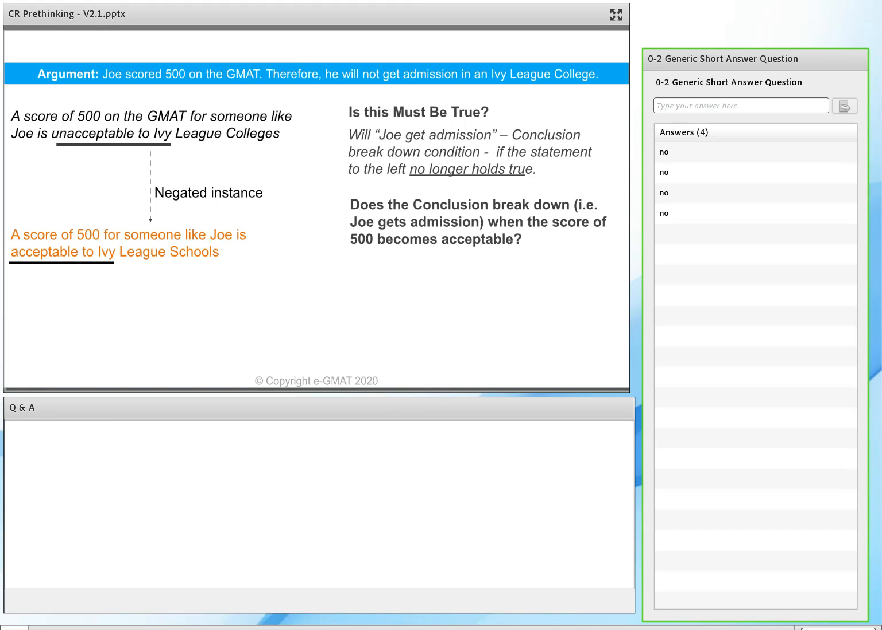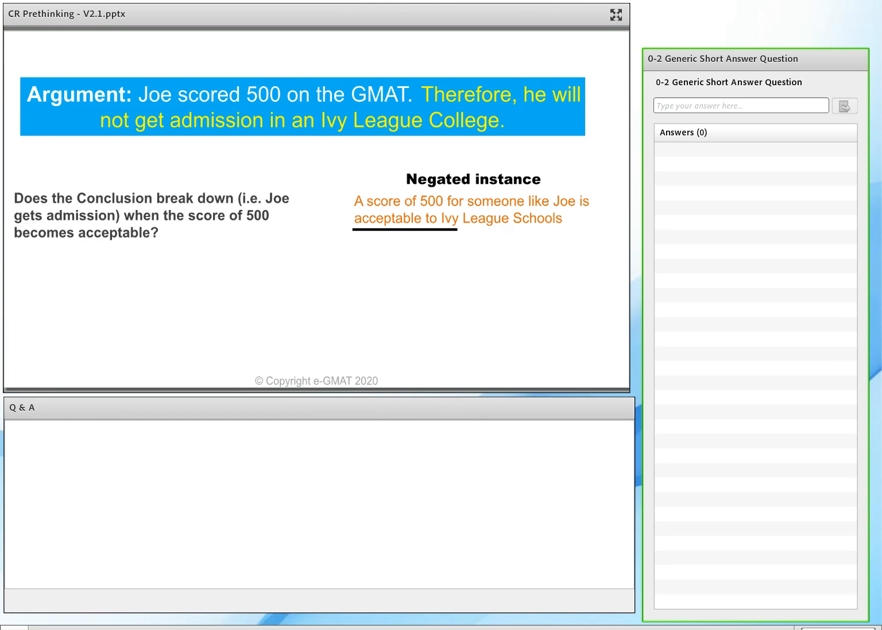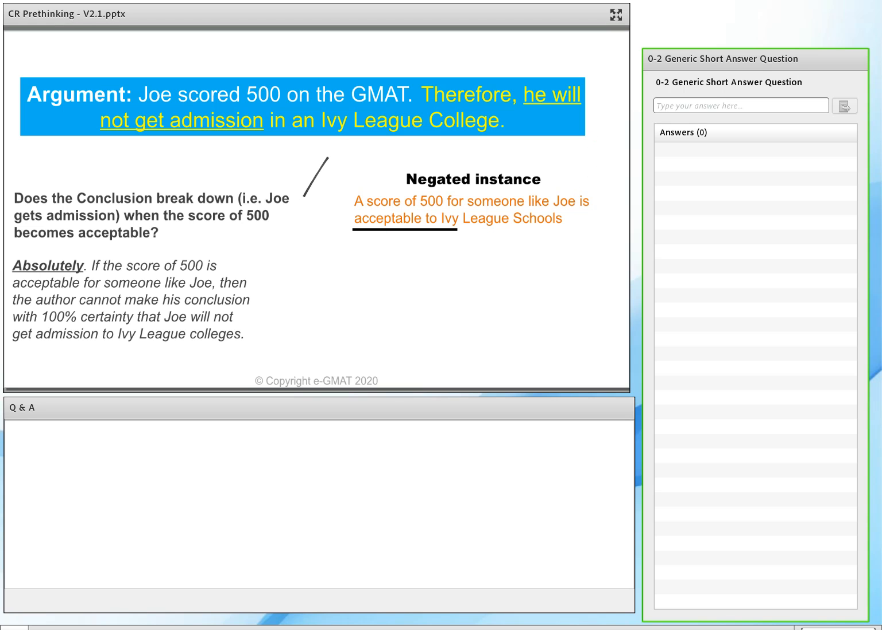Okay, so here is something that you need to know, and this is something that a lot of you probably don't know. When you say this statement is not true, by definition, what you're also saying is that its negated version is true. Okay, and I'm going to prove to you why that is the case. So when you say this statement is not true, then the negated version, a score of 500 for someone like Joe becomes acceptable to Ivy League colleges, becomes true. So let's evaluate, if that becomes true, what happens to my conclusion. I'm going to focus just on this. If this negated instance is true, does my conclusion break down?